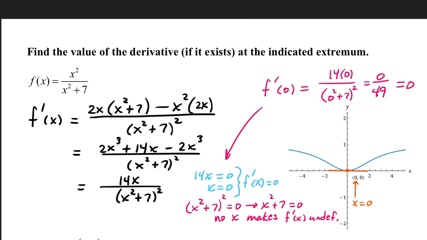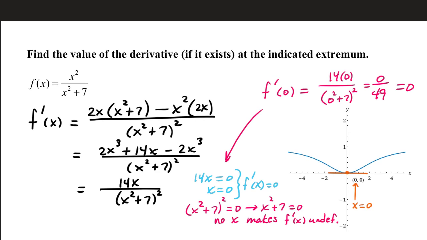Find the value of the derivative if it exists at the indicated extremum. Remember, that's singular form. For this function, we have x squared over x squared plus 7. The graph of that is over here to the right of your screen, and it basically looks like an upside down bell curve. When we take our derivative, because this function is a quotient, we're going to use quotient rule.